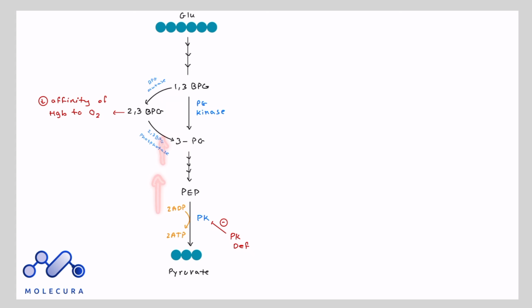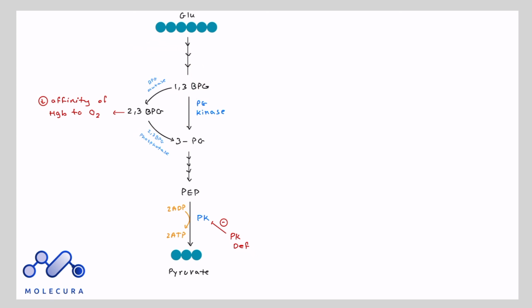This is going back and it's shunting our 1,3-bisphosphoglycerate to 2,3-bisphosphoglycerate, and this is decreasing the affinity of hemoglobin to oxygen. So oxygen is getting released from hemoglobin more easily, and it is getting delivered to the tissues. So tissues have a good supply of oxygen even though they are in an anemic condition. So this is the importance of why we talked about this.